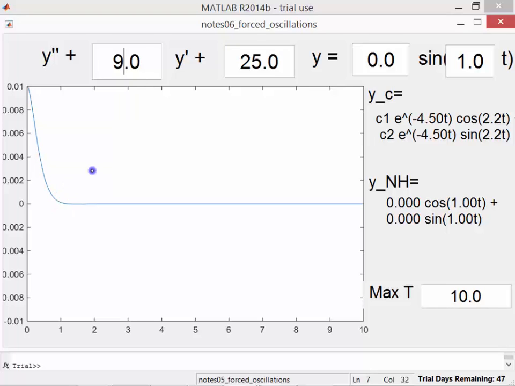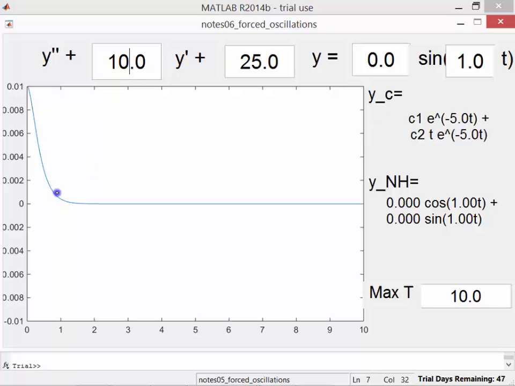Go to 9, and 10 is the magic number where we have critical damping. The graph looks very little different from what we had at 9. It's just the mathematical form of the solution looks quite different.